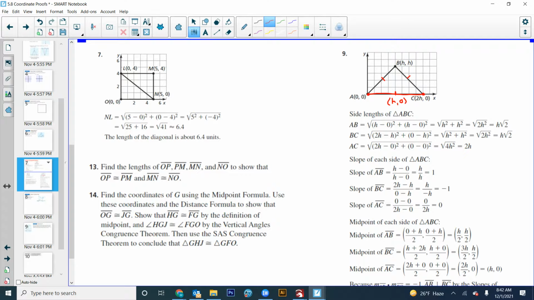I hear some not too sure. 2H versus H radical 2. Who is greater? Who is greater? 2H, right? Isn't radical 2, we learned yesterday, it's like 1.41. This is like 1.41H. This is 2H. It's more. So this is my longest side. We wouldn't call it a hypotenuse unless it's a right triangle, but it's the longest side in the triangle. Good so far?